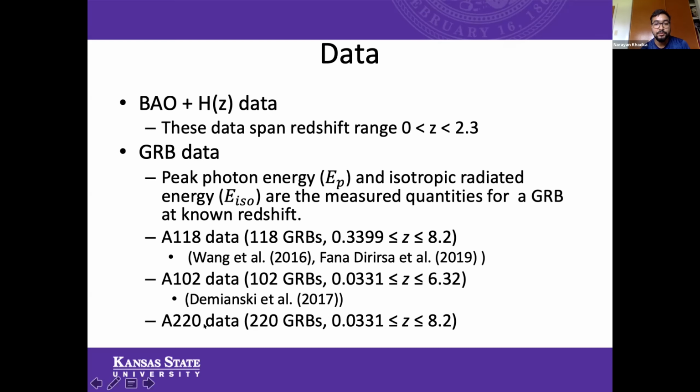We divide these 220 GRBs into two subgroups. One is A118, which contains 118 GRBs and spans the redshift range from 0.3399 to 8.2. These data are basically from Wang et al. 2016 and Khadka and Ratra 2019. If one wants to look at the details of these data, you can look at these papers. Another subgroup is A102 data, which spans the redshift range from 0.0331 to 6.32. These data are from Amati et al. 2019, and basically A220 is the union of these two data sets. So we analyzed these three sets of data: A118, A102, and A220.